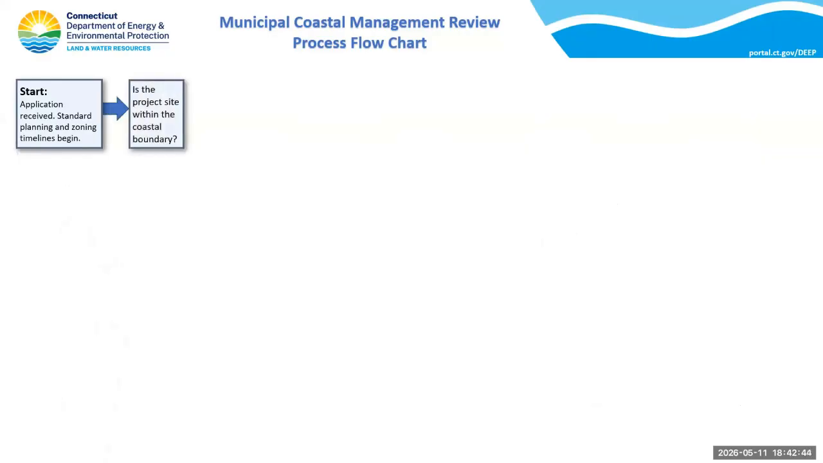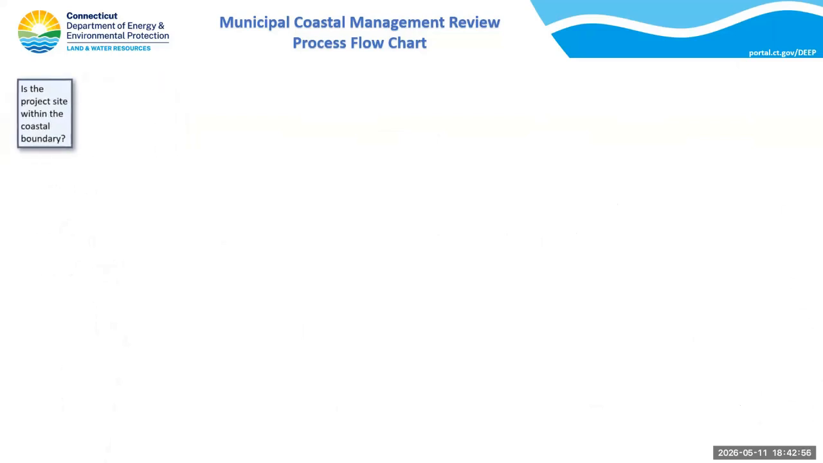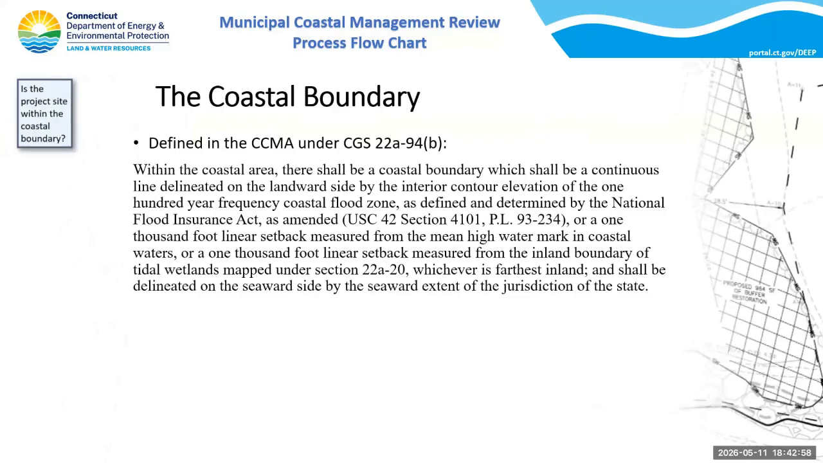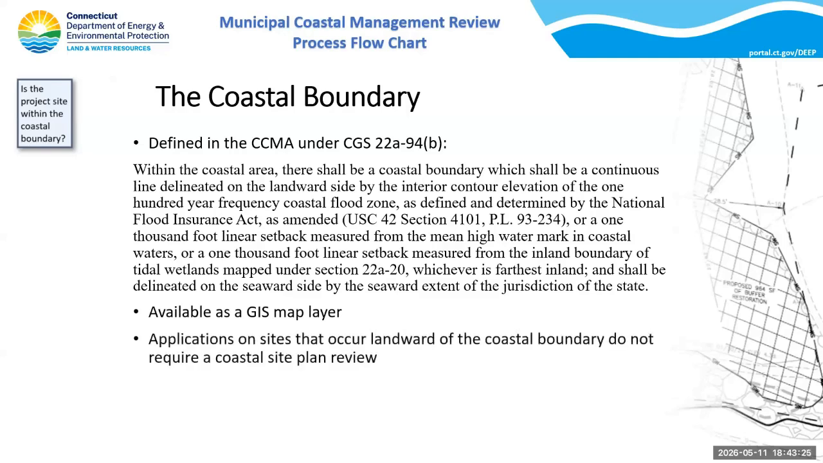Once the application is received and those timelines begin, the commission begins its review at its meeting, starting with, is the project site within the coastal boundary? If the site is within the coastal boundary, which is defined in the CCMA as the area that is inclusive of coastal hazard areas, 1,000 feet setback from coastal waters, and whichever one of those two criteria is further inland. And that also includes tidal wetlands. It is available as a GIS map layer that you can find online.